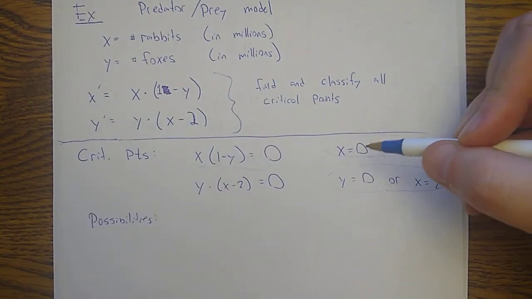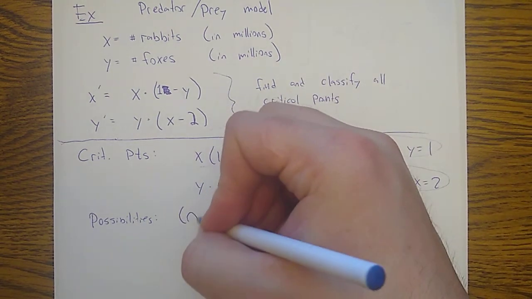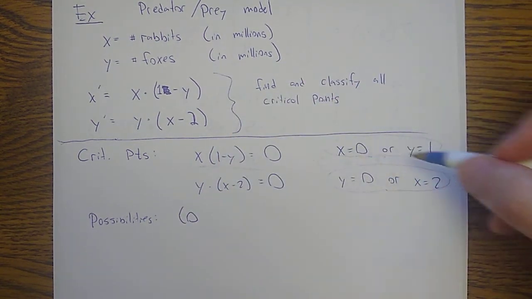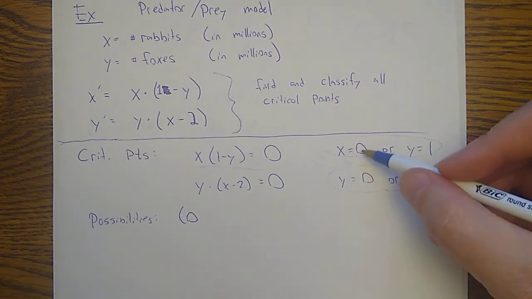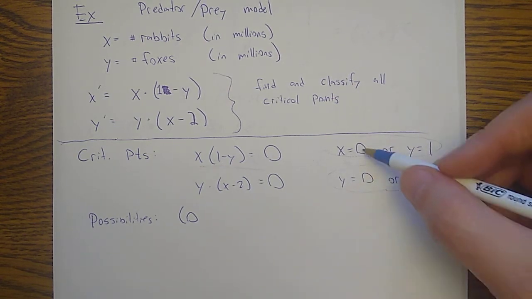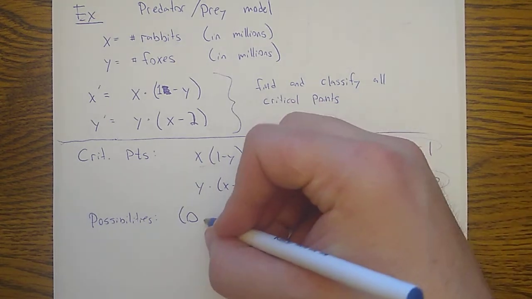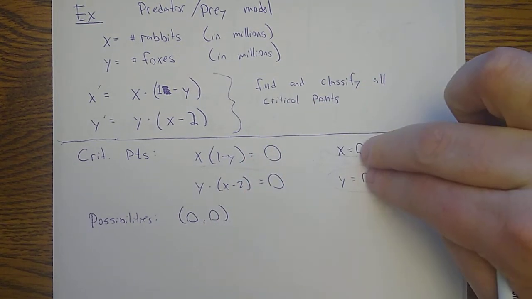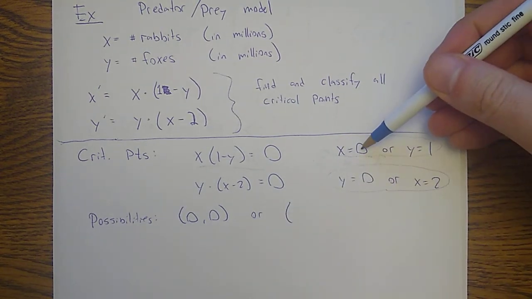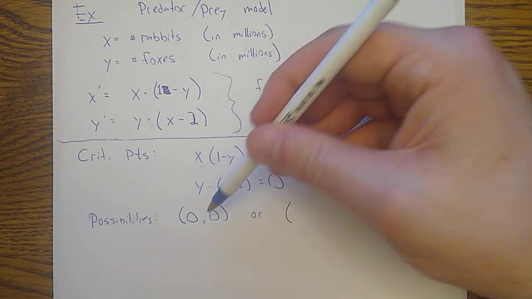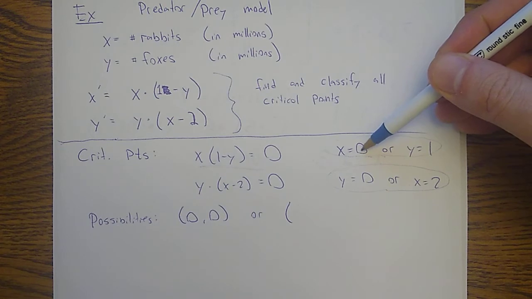So, x could be 0. If x is 0, one of these things has to be true, but then this one can't be true. So if x is 0, then this one must be true. So I've got 0, 0. How did I get that one? I got that one by assuming that x was 0.